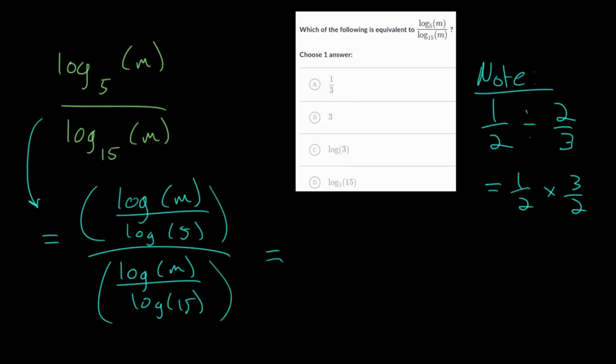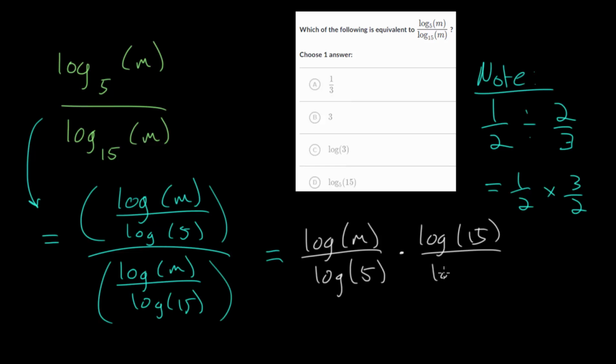So let me change colors here. We have log base 10 of m divided by log base 10 of 5. That's our numerator. We don't change that. And now we change it to multiplication rather than division, and we flip the bottom one. So we have log 15 up top and log m down below in the denominator. Now you can notice that log m will cancel out since it's in the numerator and denominator, so that quotient will just be 1. And we can rewrite this as log of 15 divided by log of 5.